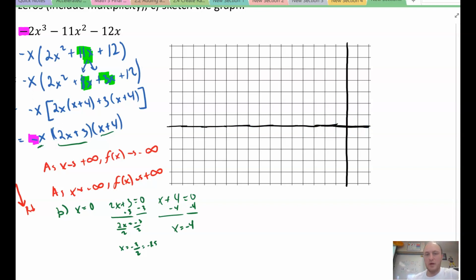And I'm going to go ahead and plot my zeros. So I have 1 at 0. I have 1 at negative 1.5, and I have 1 at negative 4. 2, 3, 4. Okay, so with my end behavior going opposite directions, right? As I go to positive infinity, it is going down this direction, and as I go to negative infinity, it is coming from the positive direction. So here is our function. All right, that is f of x.